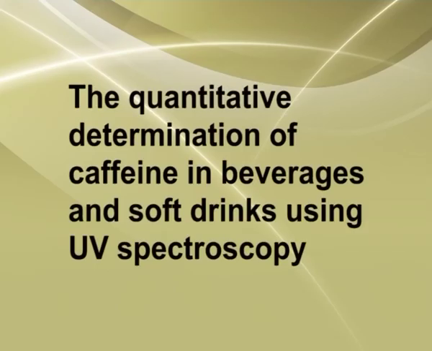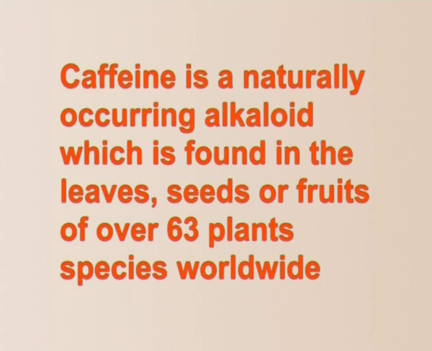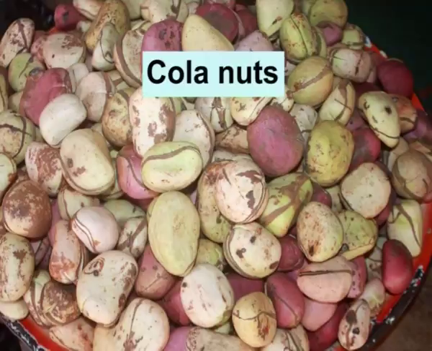Scientists are also utilizing visible NIR spectroscopy to develop specific aspects of ingredients to enhance the nutritional quality of food and beverages. The quantitative determination of caffeine in beverages and soft drinks using UV spectroscopy. Caffeine is a naturally occurring alkaloid which is found in the leaves, seeds or fruits of over 63 plant species worldwide. The most common sources of caffeine are coffee, cocoa beans, kola nuts and tea leaves. The worldwide consumption of products derived from these natural materials means that caffeine is one of the most popular and commonly consumed drugs in the world.